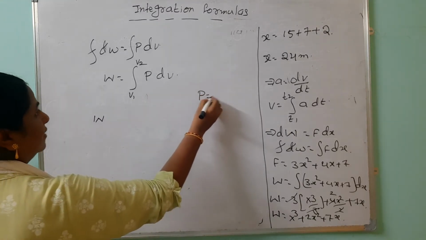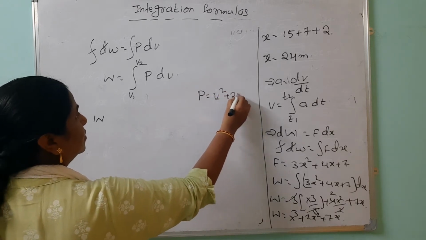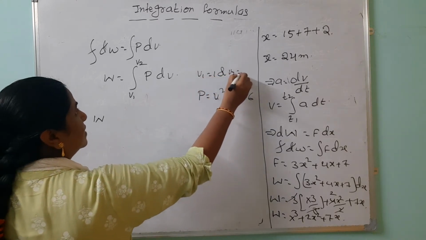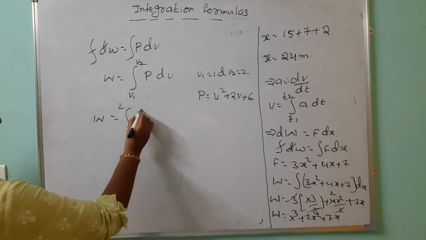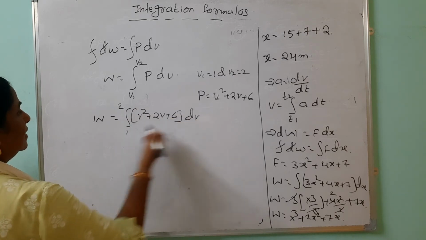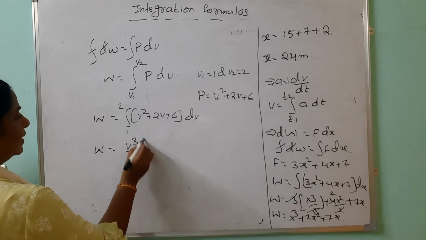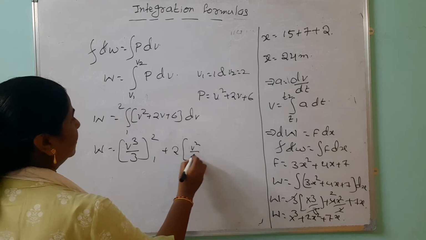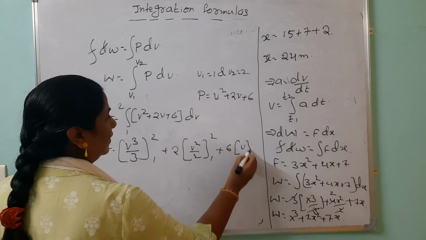Otherwise, suppose P equals 3V square plus 2V plus 6, and V1 equals 1 and V2 equals 2. Then how do we do this? See, from 1 to 2 of 3V square plus 2V plus 6, we have to do the integration. So what is the formula? This is 3V cube by 3, limits 1 to 2. Then 2V square by 2, limits 1 to 2. Then 6 times V, 1 to 2.